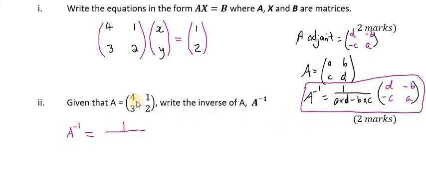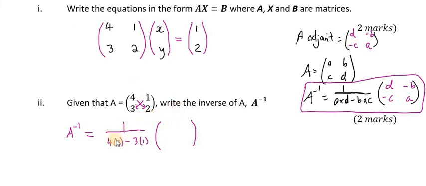Let's find the determinant. It's going to be 4 times 2 minus 3 times 1. It doesn't matter if we say 1 times 3 or 3 times 1 or 2 times 4 or 4 times 2. The important thing is it must be the product of these entries in the leading diagonal minus the product of these entries in the non-leading diagonal. So you must put 4 times 2 first, or the result of 4 and 2 first. We're going to multiply this by the adjoint matrix.